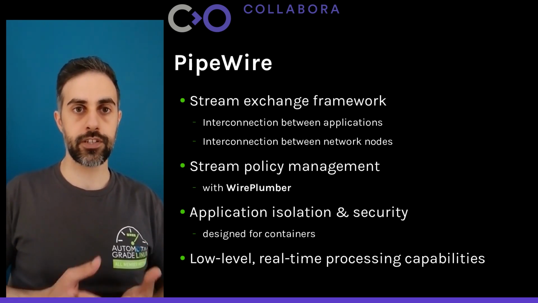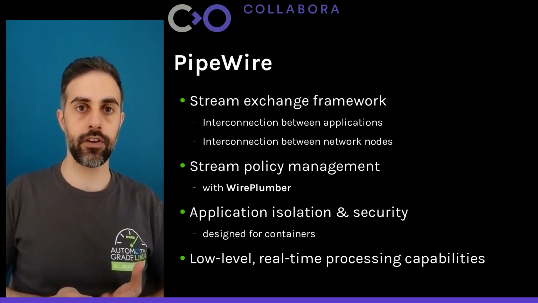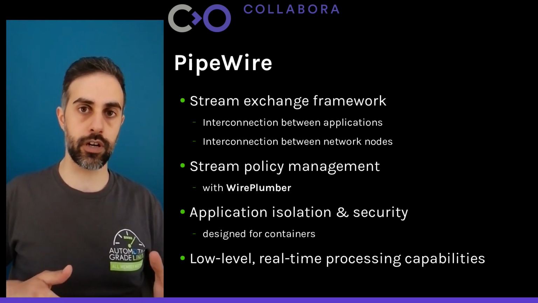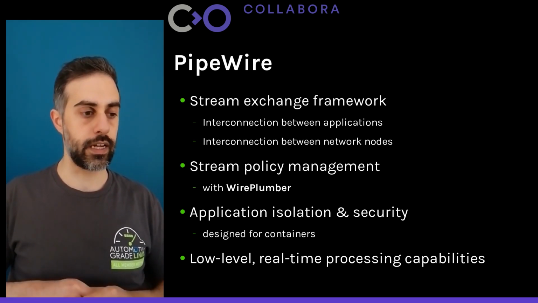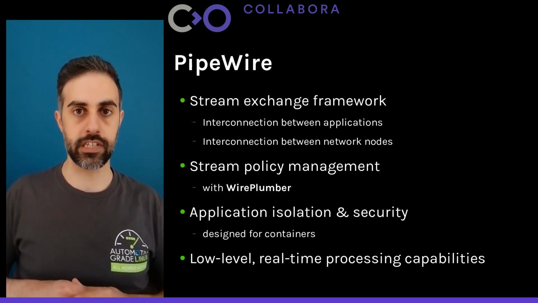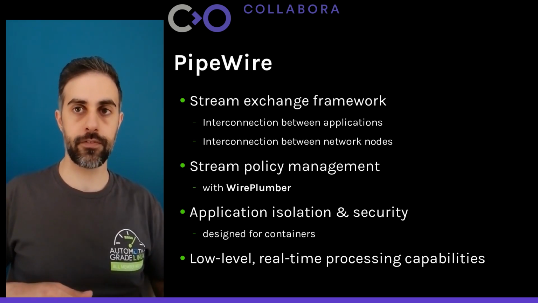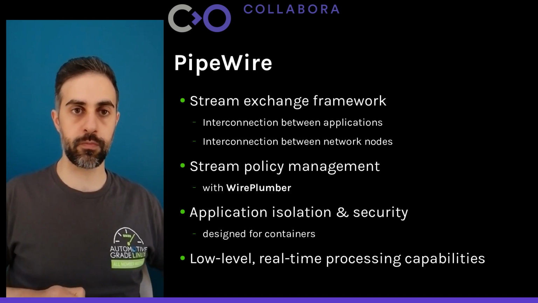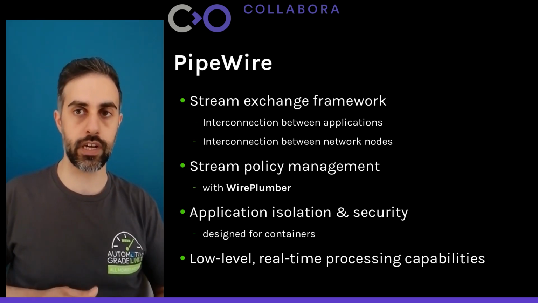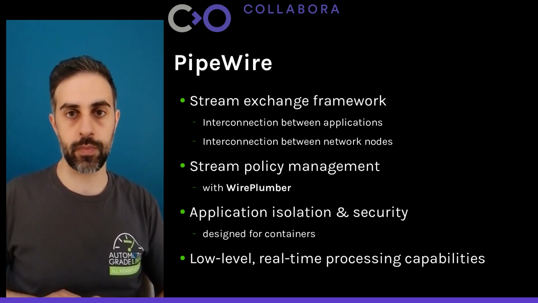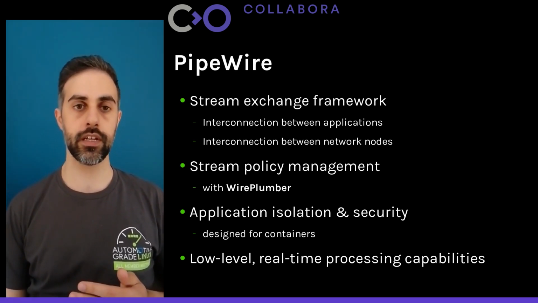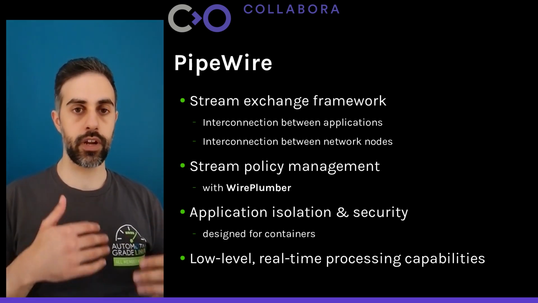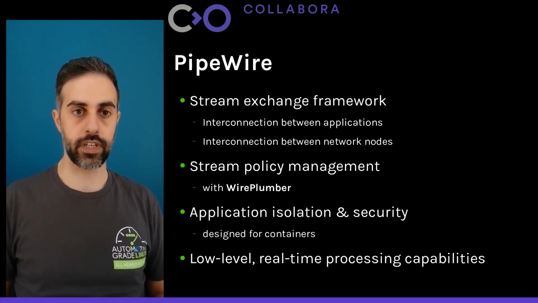PipeWire is also very efficient. It has low-level real-time processing capabilities, and it allows leveraging the hardware to its full extent by using hardware buffers. So it can make use of hardware buffers to pass a stream from one device to another through a series of applications that do something with the stream without actually copying the data to the CPU memory if not necessary.